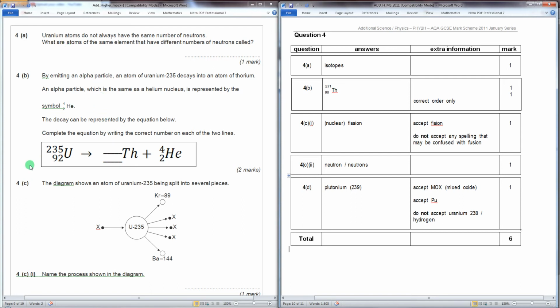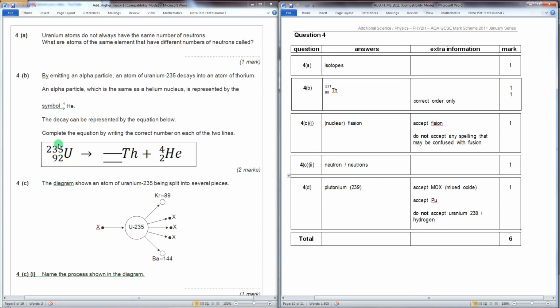Second part is a decay equation. And you remember the large number at the top here is the mass number, so the total number of protons and neutrons. The smaller number at the bottom is the proton number, or atomic number, so just the number of protons. And you just have to make sure things add up on both sides of the equation.